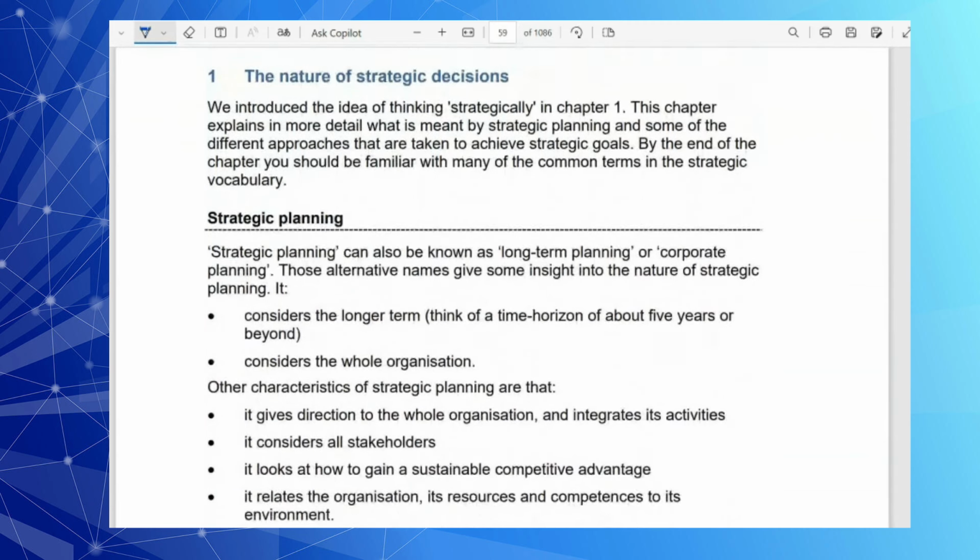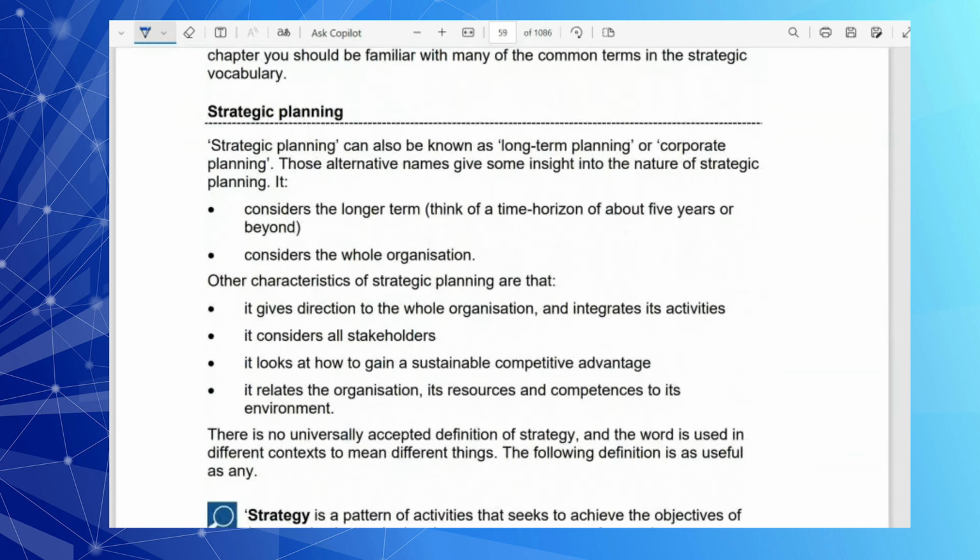Strategic planning can also be known as long-term planning or corporate planning. Those alternate names give some insight into the nature of strategic planning. Consider the longer term. Think of a time horizon of about 5 years. Consider the whole organization, not one department. Then divide it one by one, bit by bit. Other characteristics of strategic planning are that it gives a direction to the whole organization and integrates its activities.